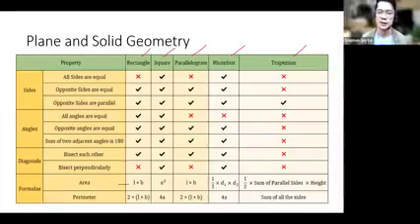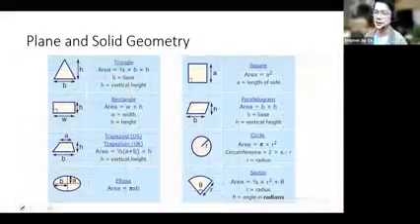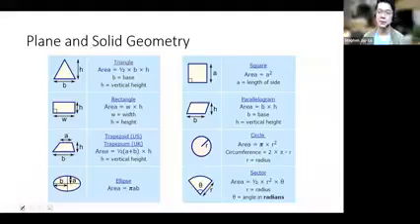Okay, don't forget the area and perimeter. And that is our next one. The areas and perimeters of the plane figures. So from triangle, square, rectangle, trapezoid, ellipse, sector, circle, parallelogram.